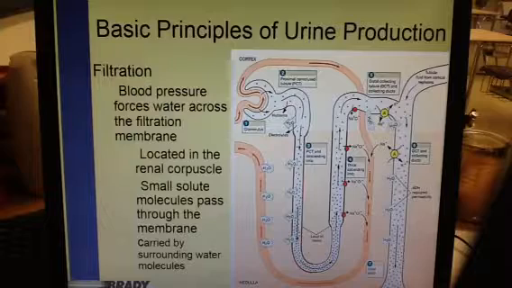I'm not really sure why there's a filtration slide and then not the other two, but filtration is the most important process of the kidneys to filter the blood. But without that reabsorption, we would be in a big problem if we weren't able to reabsorb or reclaim 99% of that water.